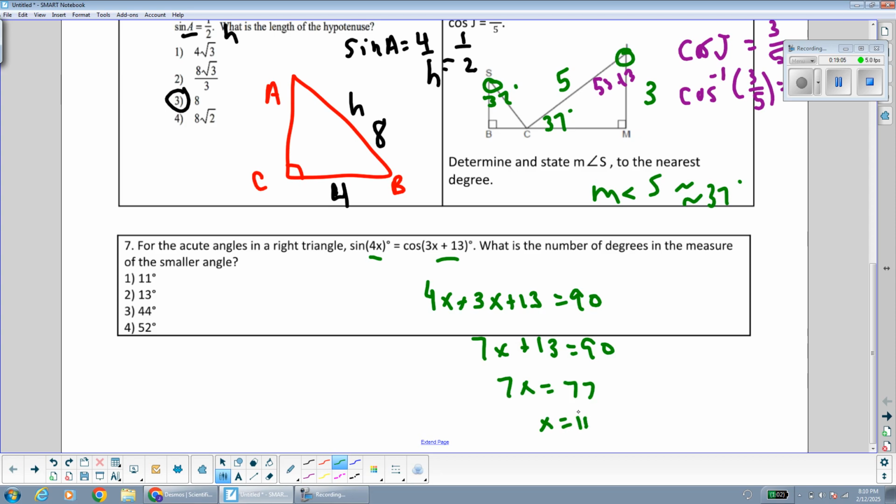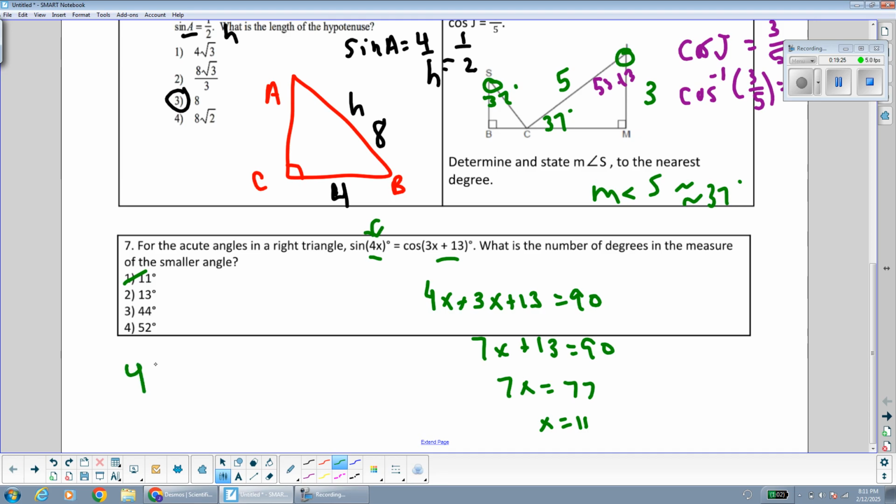X equals 11. We need the number of degrees in the smaller angle. It's probably going to be 11, but I don't want to just assume. So I'll plug in. Actually, no, that's the X value. So that's the trick. That's not an angle measurement. That's the X value. So I'm going to actually plug in.